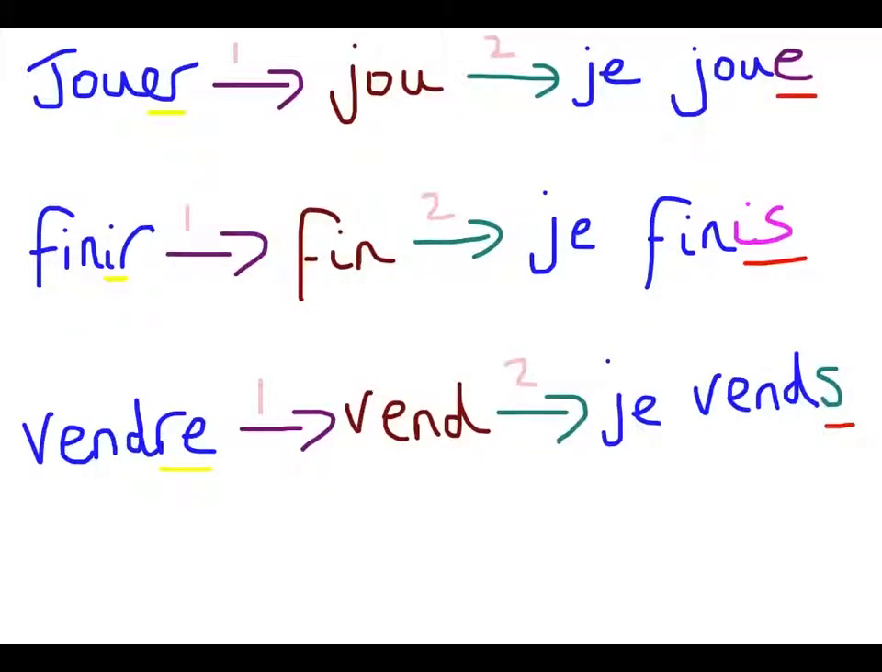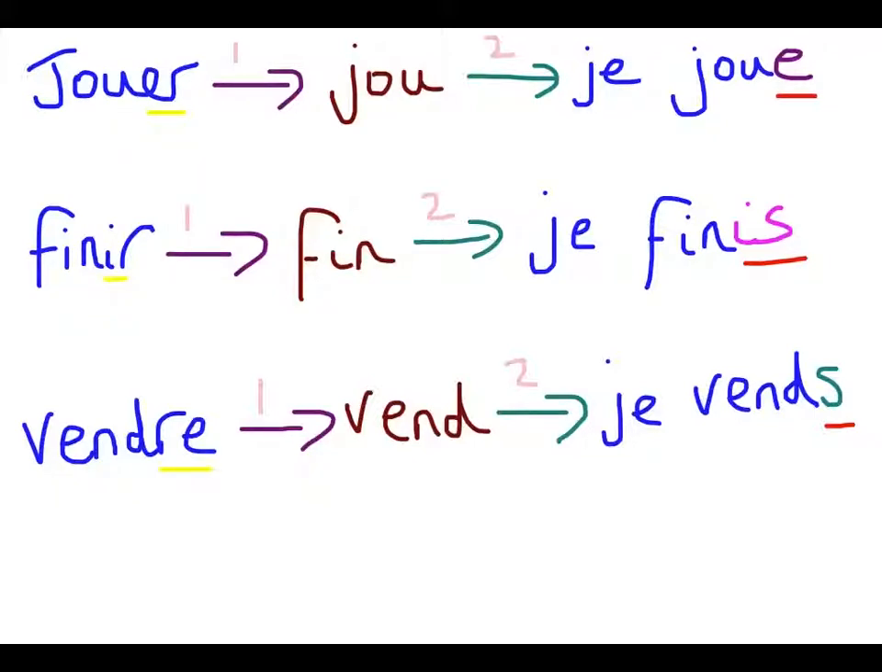So we've got the different verbs on the screen again. I've started with jouer, an ER verb. Step 1, I remove the ER. And step 2, because I want to say I play or I'm playing, I've added an E and I've created je joue.